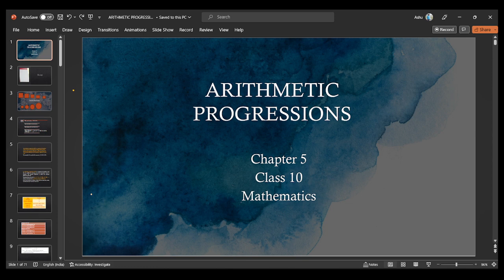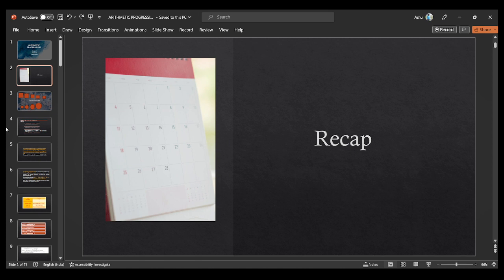Today we will delve into the interesting topic of arithmetic progression. In this chapter, we will explore various aspects and number series related to arithmetic progression. However, before we begin, let's take a moment to review the previous chapter we have covered.